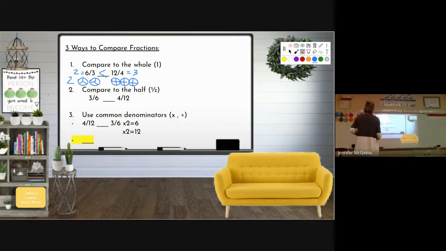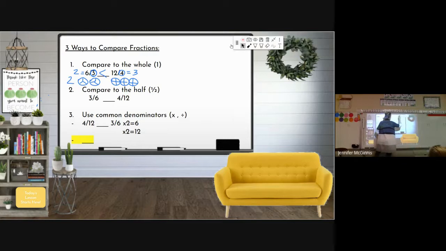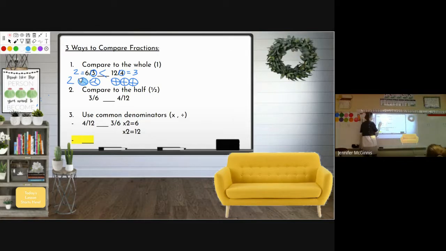You compare to the whole by seeing how many are in the whole. Here is 3, here is 4. And when I have 6/3, I have 2 whole pieces. Or if I have 12/4, here's 1 whole, 2 wholes. 12/4 is 3 wholes. That's how you compare to the whole. Okay?